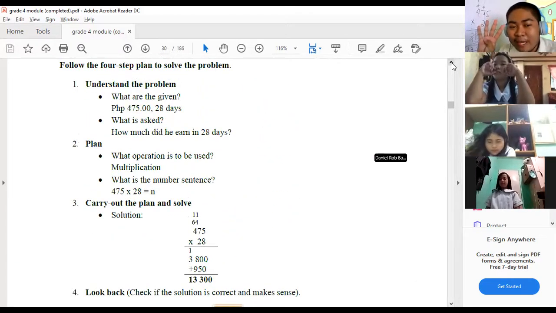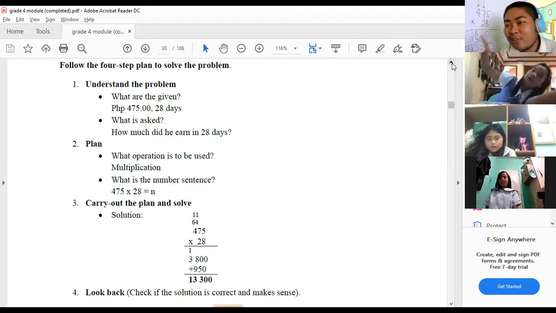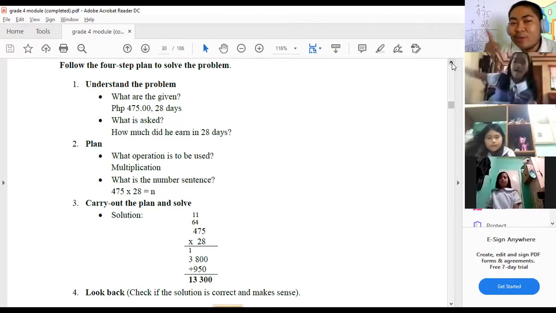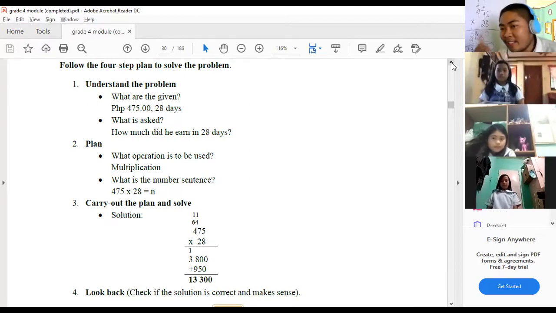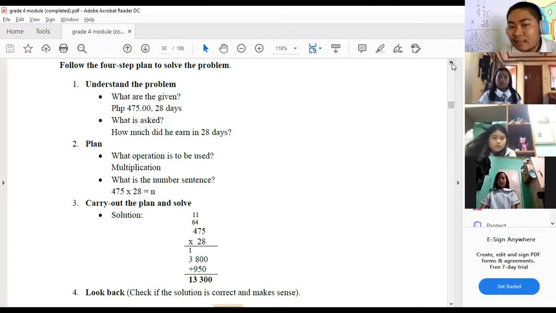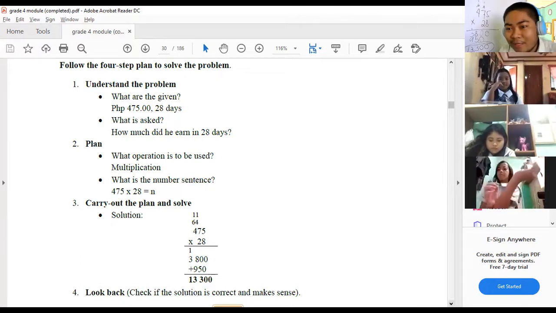So we have 4 steps, di ba? So UPCL. Okay? So you need to memorize that. UPCL. So understand the problem, and plan, then carry out the plan and solve, and then you need to look back, or in other words, check. Okay, what is the U? Understand the problem. How about the C?